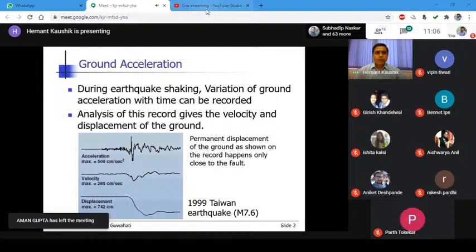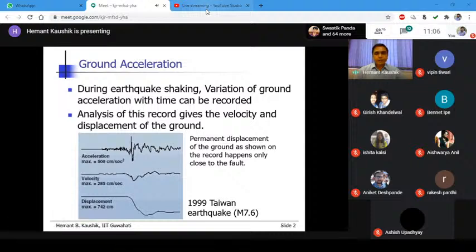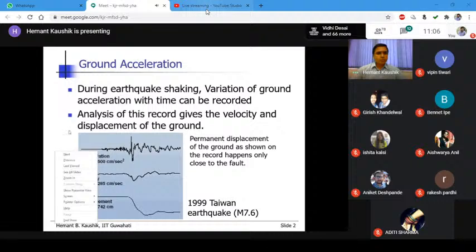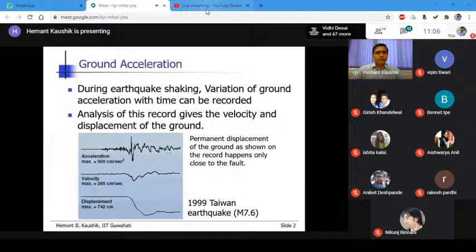All of you know what ground acceleration is. Whenever there is an earthquake, the ground vibrates, and what we measure during this earthquake shaking is the acceleration, ground acceleration, as a function of time. If you look at this figure, the x-axis is time in seconds, and the y-axis is acceleration. In this case, the acceleration is given in 500 centimeter per second square.